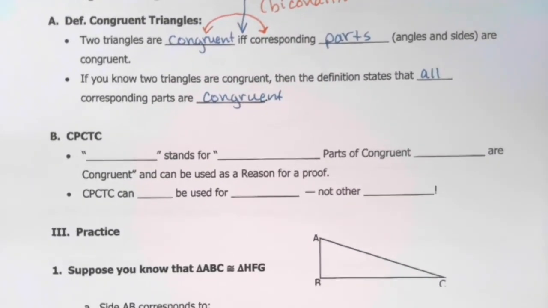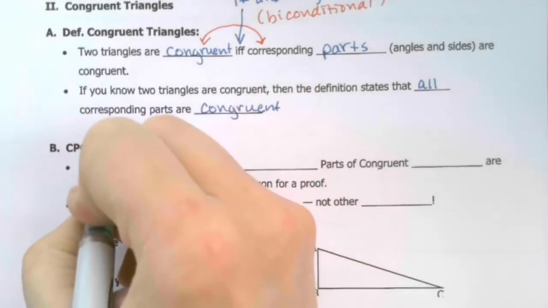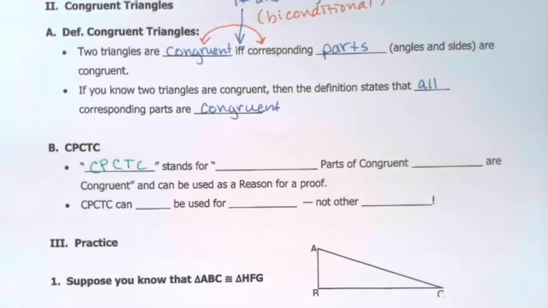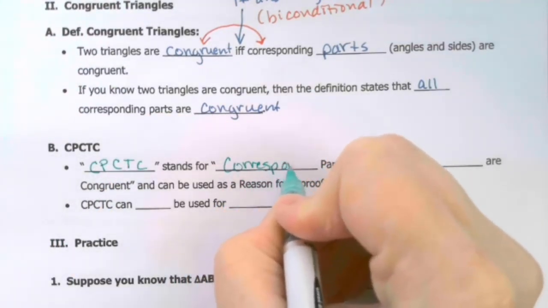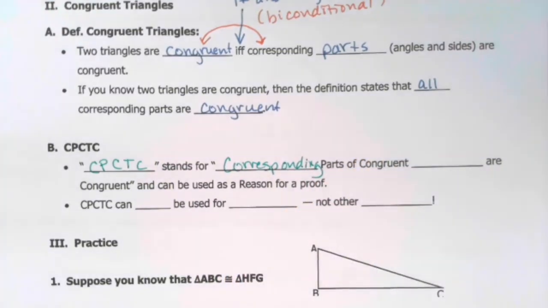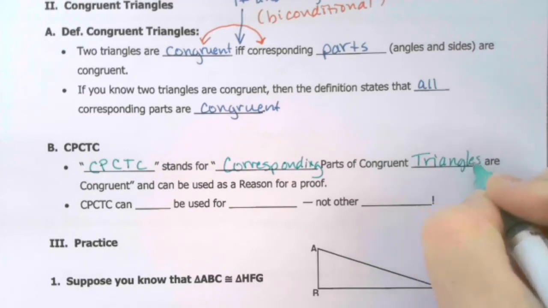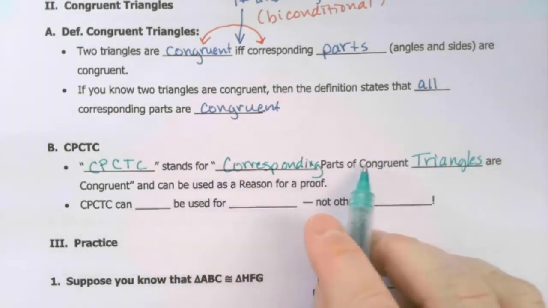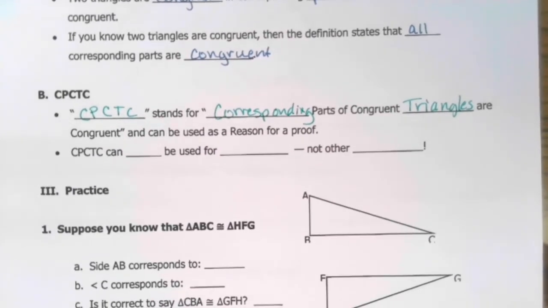All right, here's another really cool abbreviation you're going to like, CPCTC. It's going to save you a lot of writing. CPCTC stands for corresponding parts of congruent triangles are congruent. And you can use this as a reason for a proof.